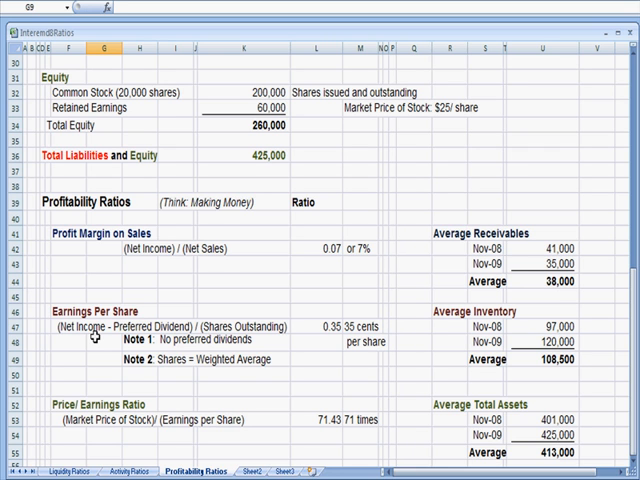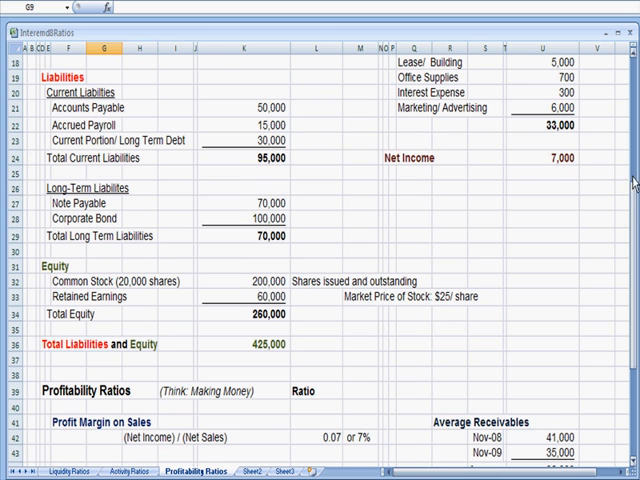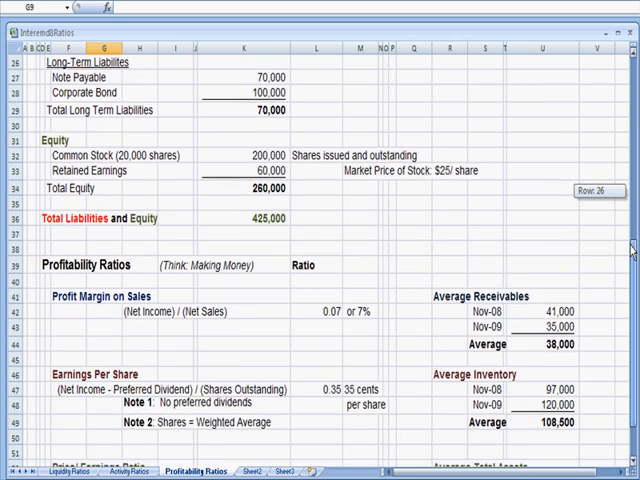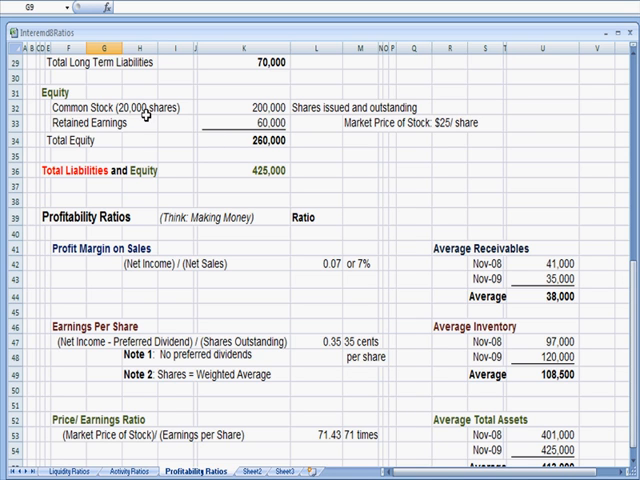So we're going to take net income, how much money the company made, 7,000 that we got right here. And we're going to divide that by the number of shares that are held by shareholders, 20,000. And we get 0.35 or 35 cents per share. So if you're a shareholder and you own one share of Levi's, which is my company for this example, what we're saying is that Levi's profit represents 35 cents for your one share.